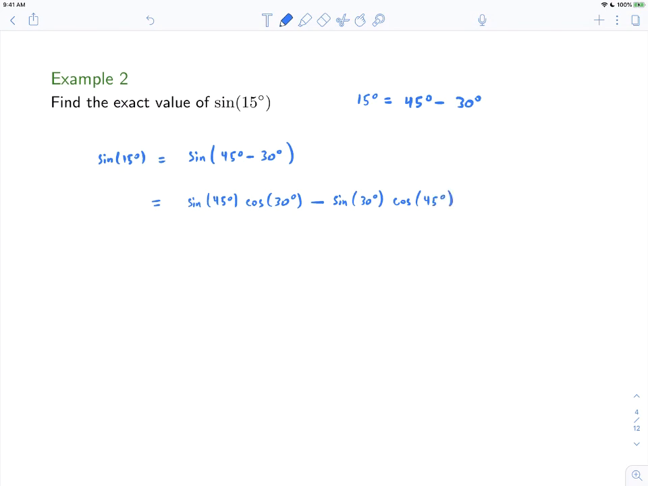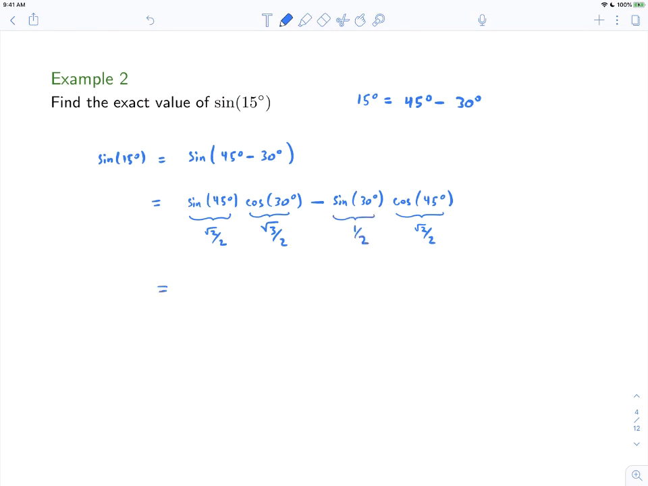Okay, what are these values? Well, sine of 45 degrees, that's square root of 2 over 2. Cosine of 45 degrees, that's square root of 2 over 2. Cosine of 30 degrees, we just figured that out on the previous slide, and that was square root of 3 over 2. And sine of 30 degrees, that's 1/2.